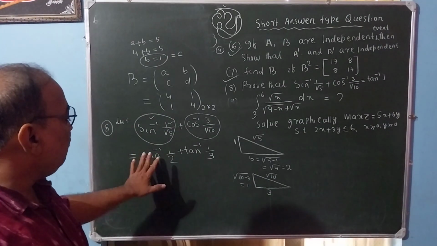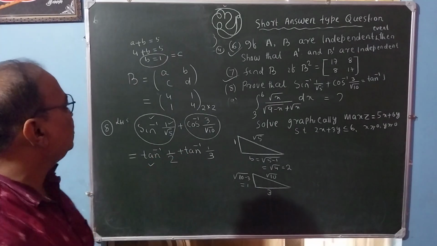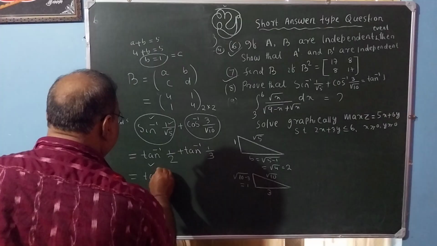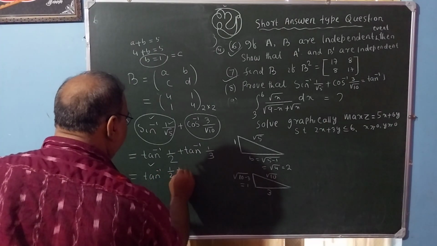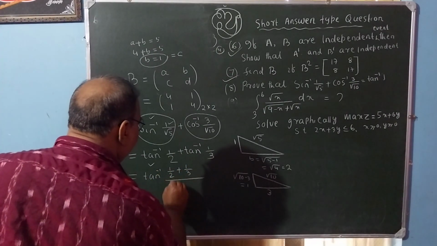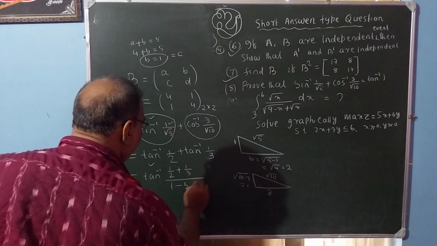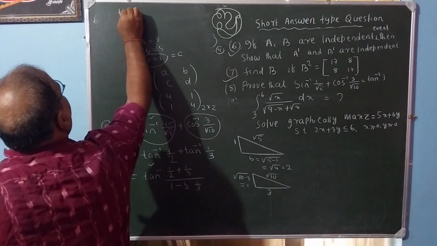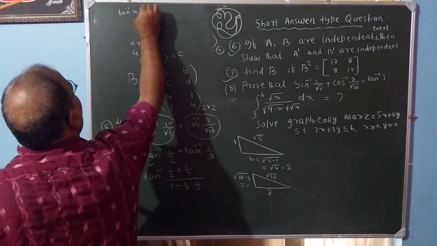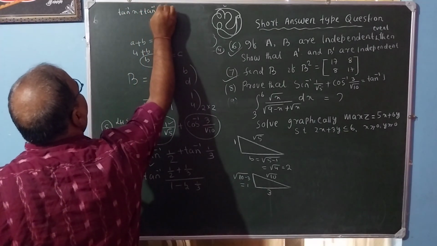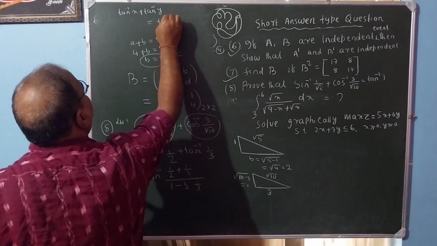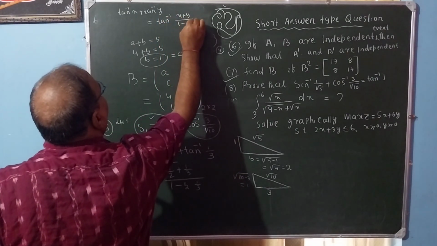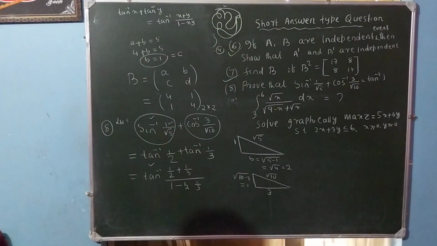Okay. So this is the formula, tan inverse x plus tan inverse y. Tan inverse of x plus y divided by 1 minus 1 by 2 into 1 by 3. We know one formula: tan inverse x plus tan inverse y is equal to tan inverse of x plus y divided by 1 minus xy. This is the formula. Okay.